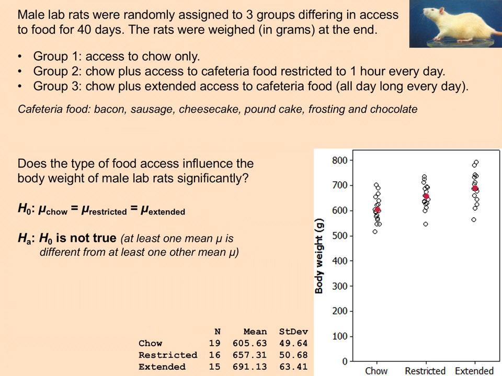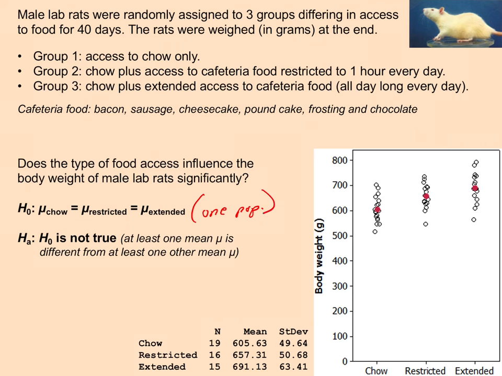All right, the question here is, does the type of food access influence the body weight of male lab rats significantly? Well, it seems sort of obvious that if anybody's going to gain weight, it's going to be the group 3 rats, certainly. But again, we have to test this statistically, objectively. So our null hypothesis here is simply that the mean weight gain of the three groups is going to be the same. So with ANOVA, your null hypotheses are very straightforward. It just says that the means of all the groups are the same. The means of all the populations that you're sampling from are the same.